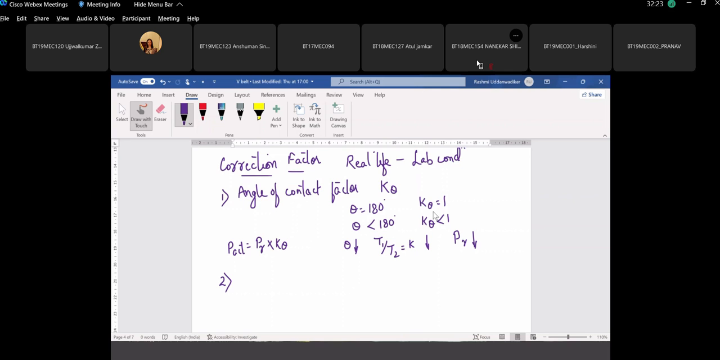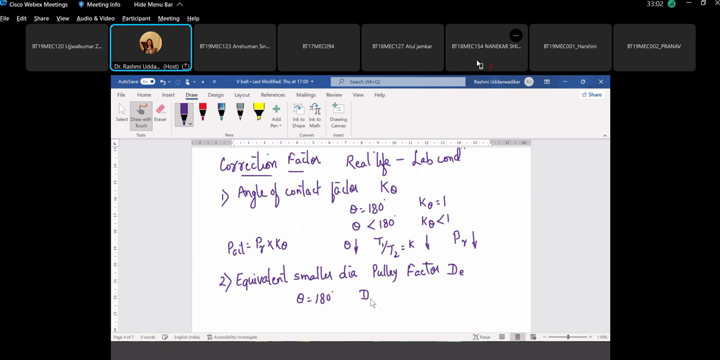The next type of correction factor is the equivalent smaller diameter pulley factor. This factor will normally use the term dE. The assumption in the lab condition is that theta is 180 degrees, which means diameter D1 is equal to diameter D2. This is a rare situation when both the diameters are the same. This, as I said, is a lab condition. Both the diameters are the same and the angle is 180 degrees.